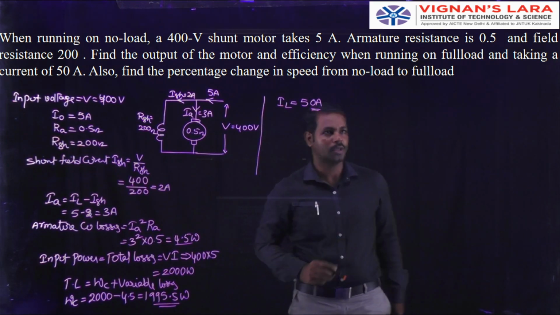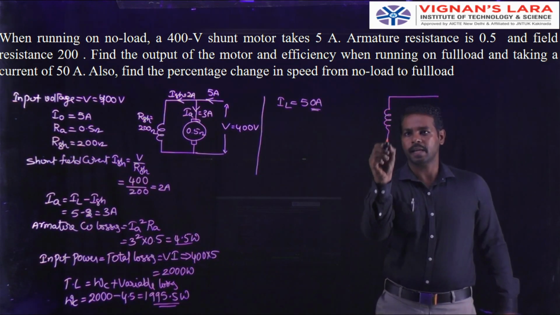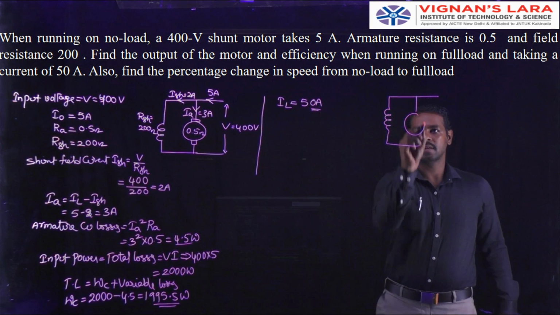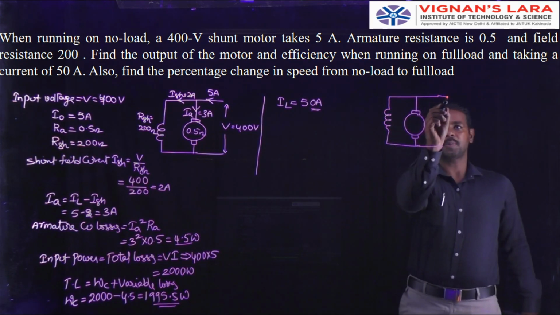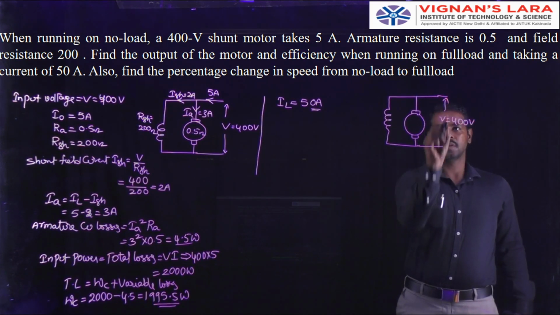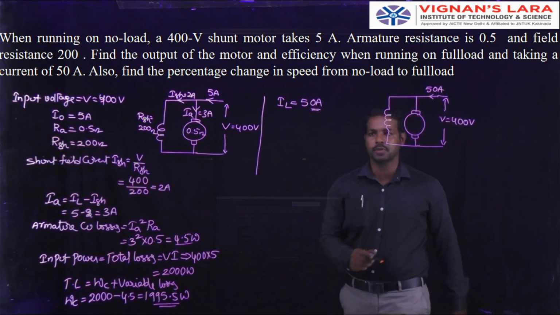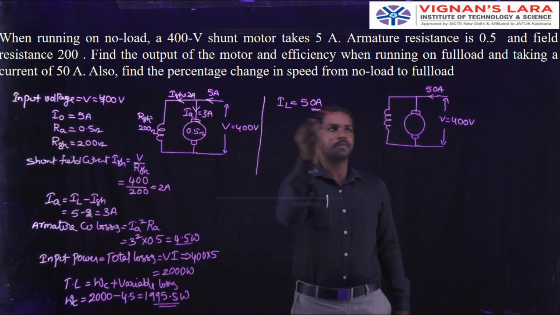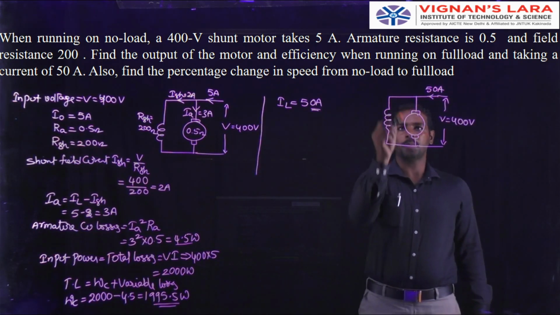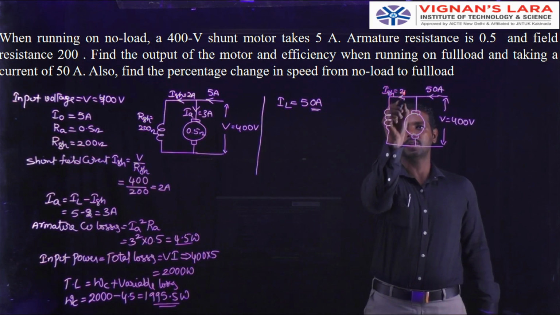IL is equal to 50 amperes. Again we can draw the field current as well as the armature current across the supply voltage. The supply voltage is always constant, equal to 400 volts, and the current drawn from the supply is 50 amperes. But during the operating conditions, the shunt field current ISH is always constant, equal to 2 amperes.